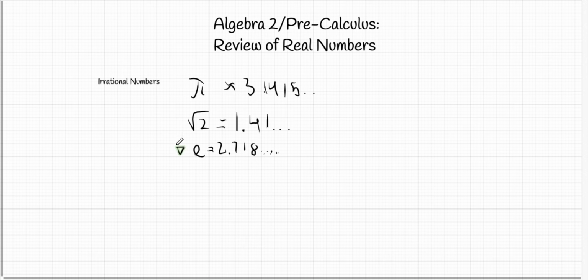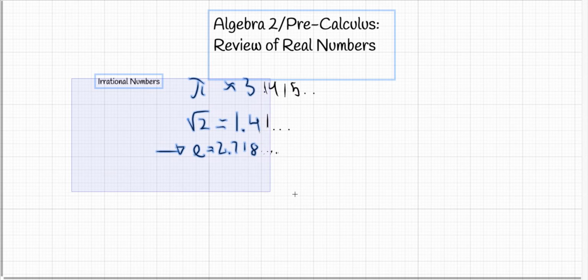I'll get back to e in a much later video, probably maybe 50 videos from now, because each one is supposed to be pretty short. I'll get to e and exponential functions a bit later, but for now, pi and root 2 are pretty important irrational numbers. So those are irrational numbers.